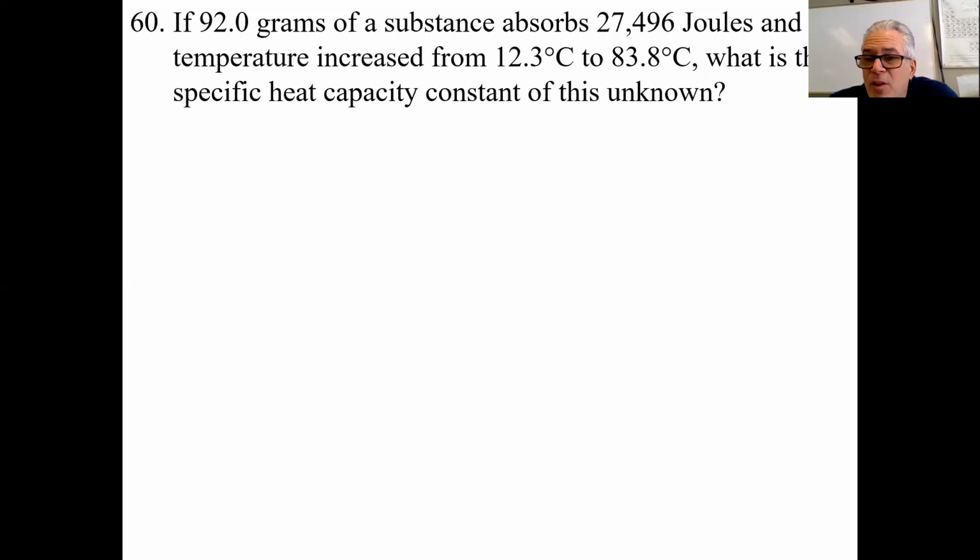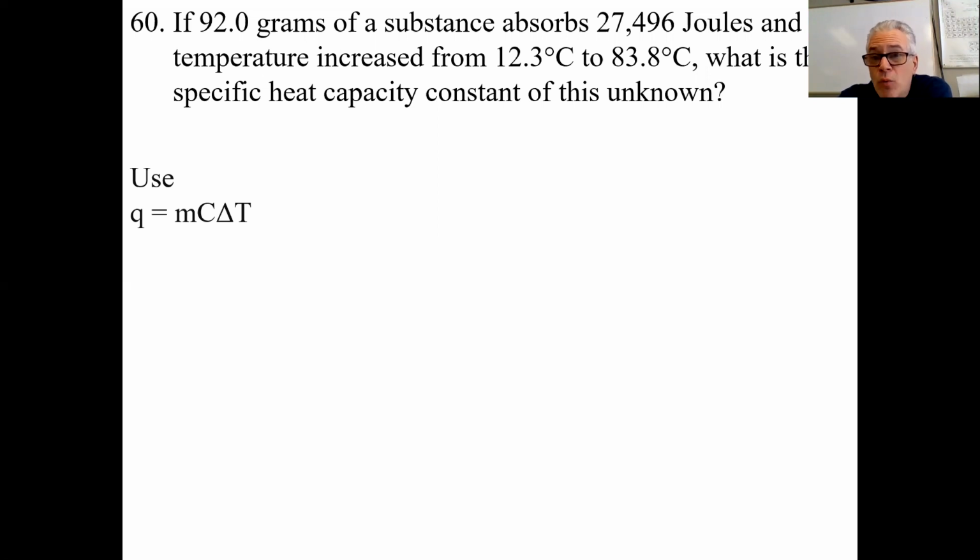92.0 grams of a substance will absorb this wacko number of joules. The temperature increases. What is the specific heat capacity constant for this unknown? Well, there's only three formulas, and this one has the delta T in it. So which formula are we going to use? We're going to use the one with the delta T. Have to have a delta T. Q equals M C delta T.